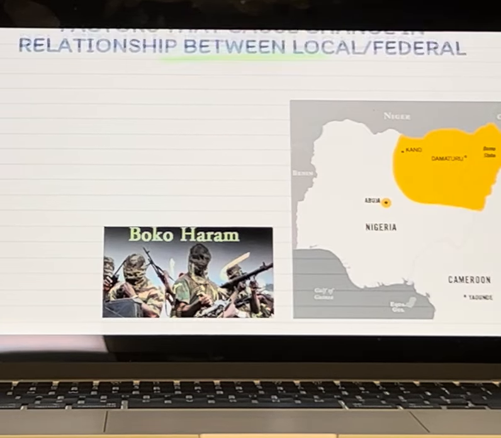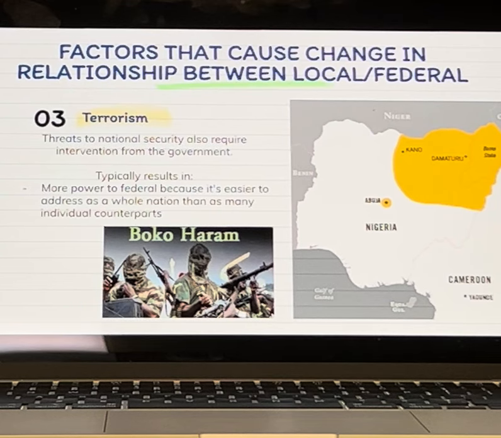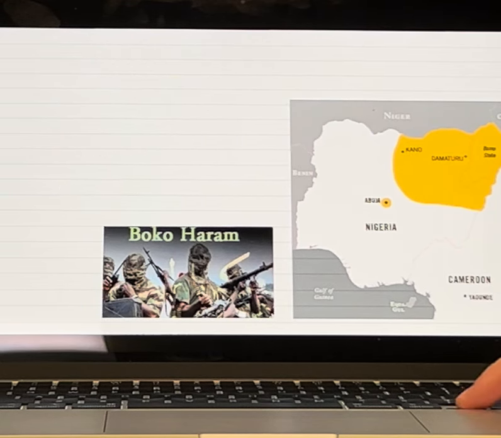So the third one is a threat. Or it's not a threat, it's terrorism, which is basically a threat. So, you know, it's terrorism.